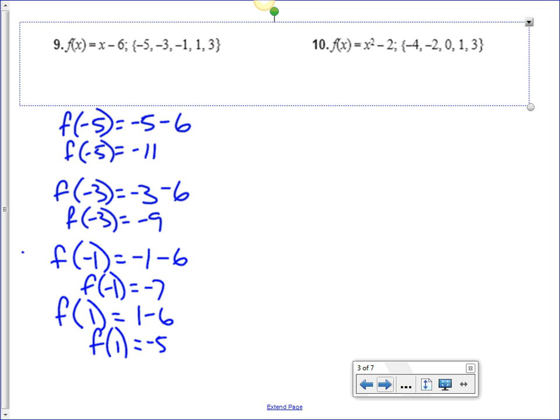And the last one, the function value at 3 is equal to 3 minus 6, which means the function value at 3 is equal to negative 3. Okay, so hopefully we're able to come up with those numbers.